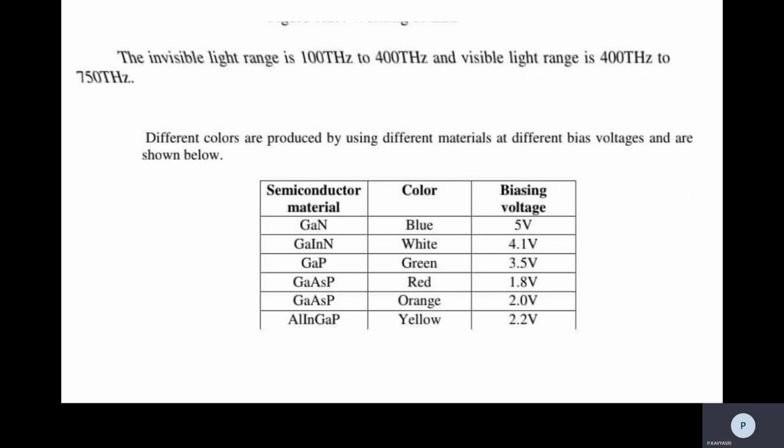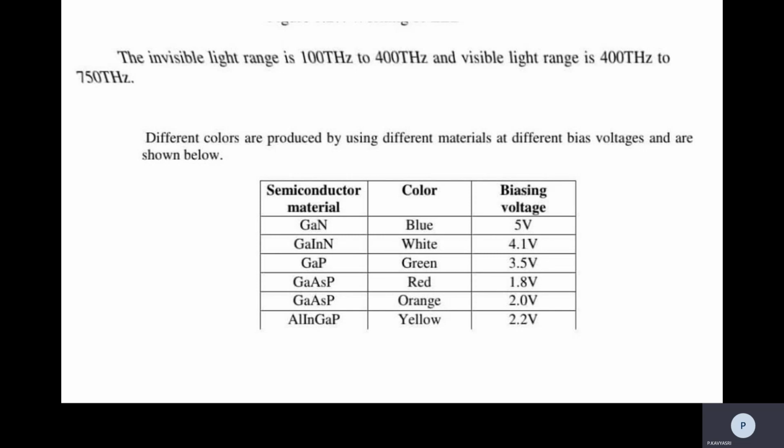So we already know that the invisible light range is between 100 terahertz to 400 terahertz, and the visible light range is 400 terahertz to 750 terahertz. Different colors are available in LEDs by using different materials at different bias voltages, and some of the materials, colors and biasing voltages are given below.